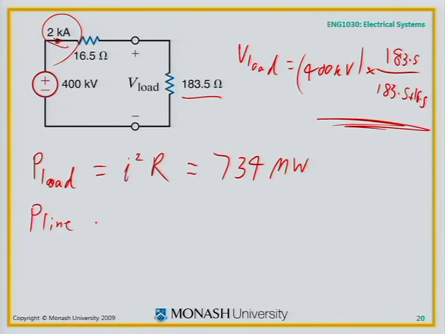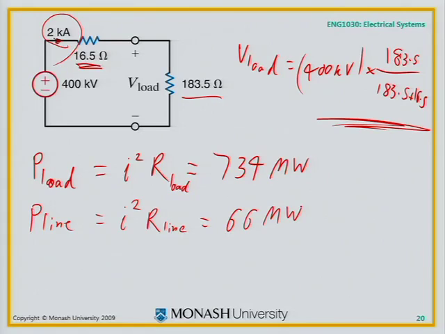The power absorbed by the line is again I squared times R line. The current's the same, but now the resistance is 16.5, and you'll get 66 megawatts if you plug that in.